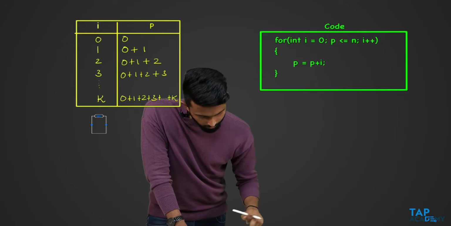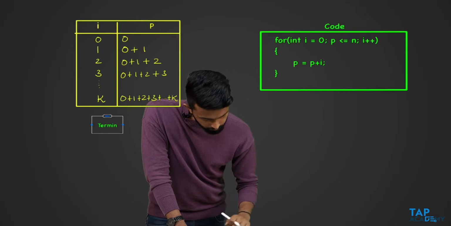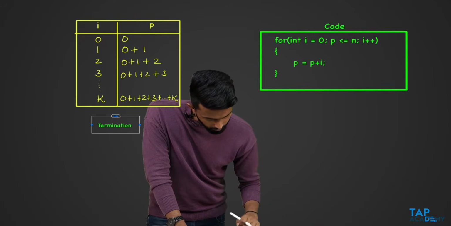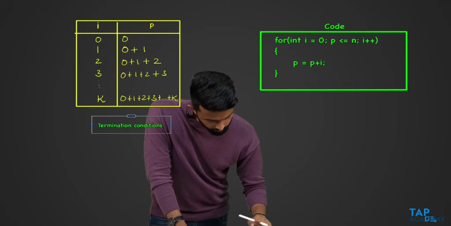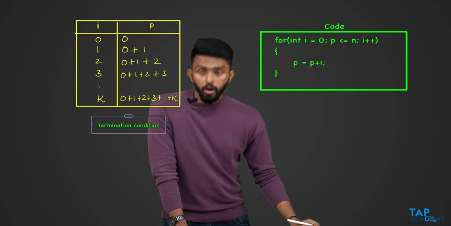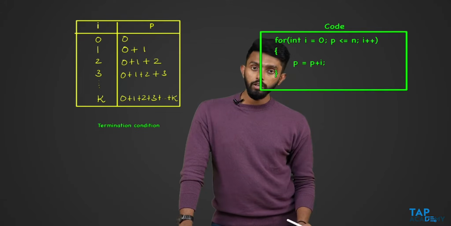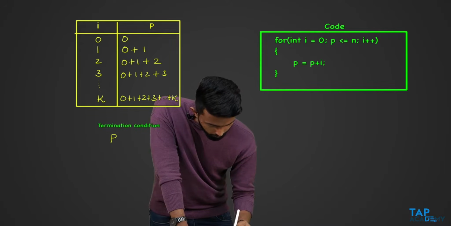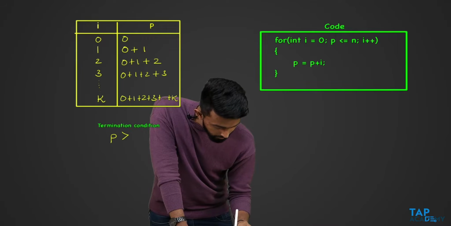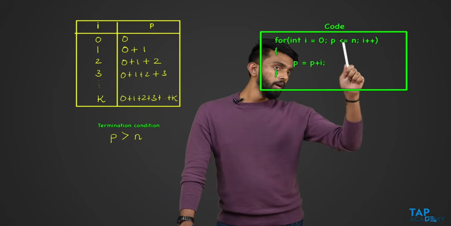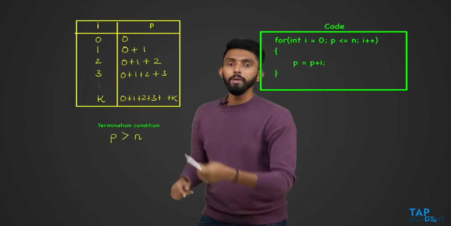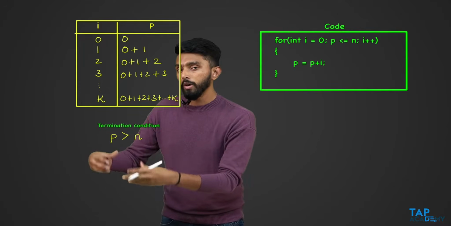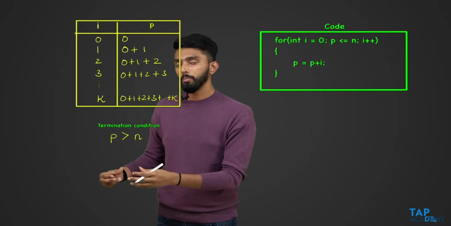I can say something like the termination condition. What is going to be the termination condition here? It is going to be whenever the p value becomes greater than the n value. Less than or equal to is fine, but the moment the p value becomes greater than the n value, it will break out. So now, how am I going to analyze the time and space complexity?